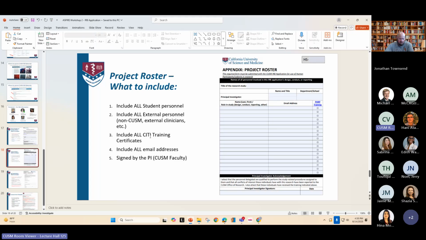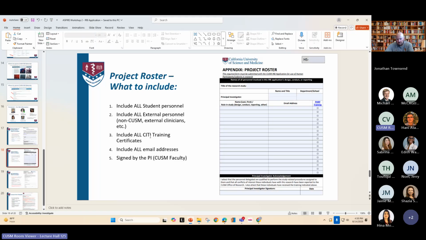Why? The IRB wants to know who is city certified. You'll notice here, you'll include first name, last name, and the role that the individual is playing, their email address, and did they get any training? Check off the box.